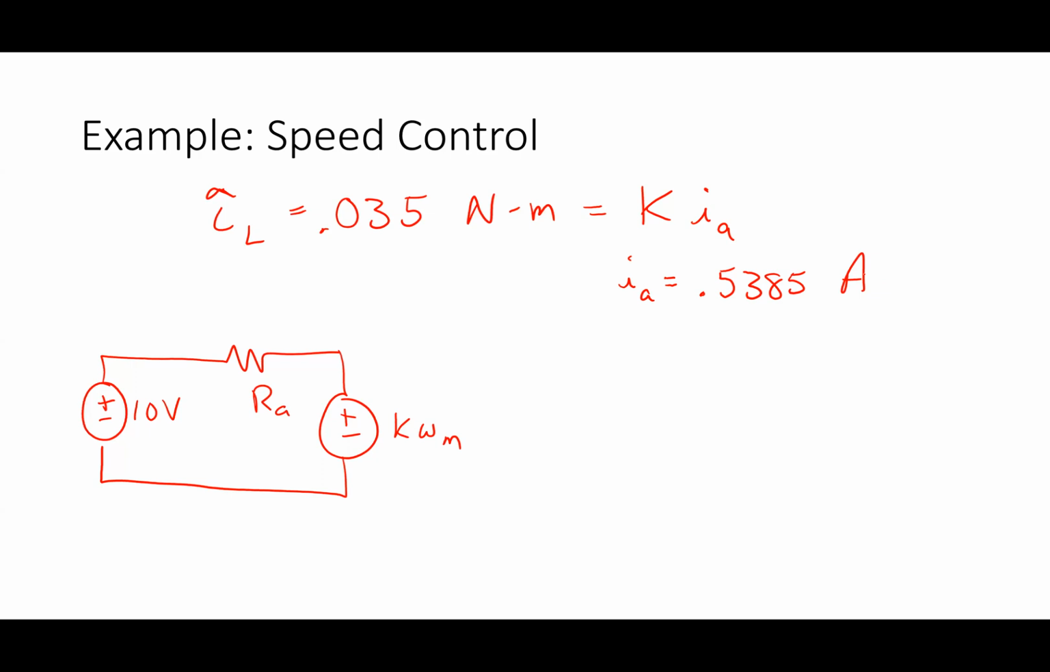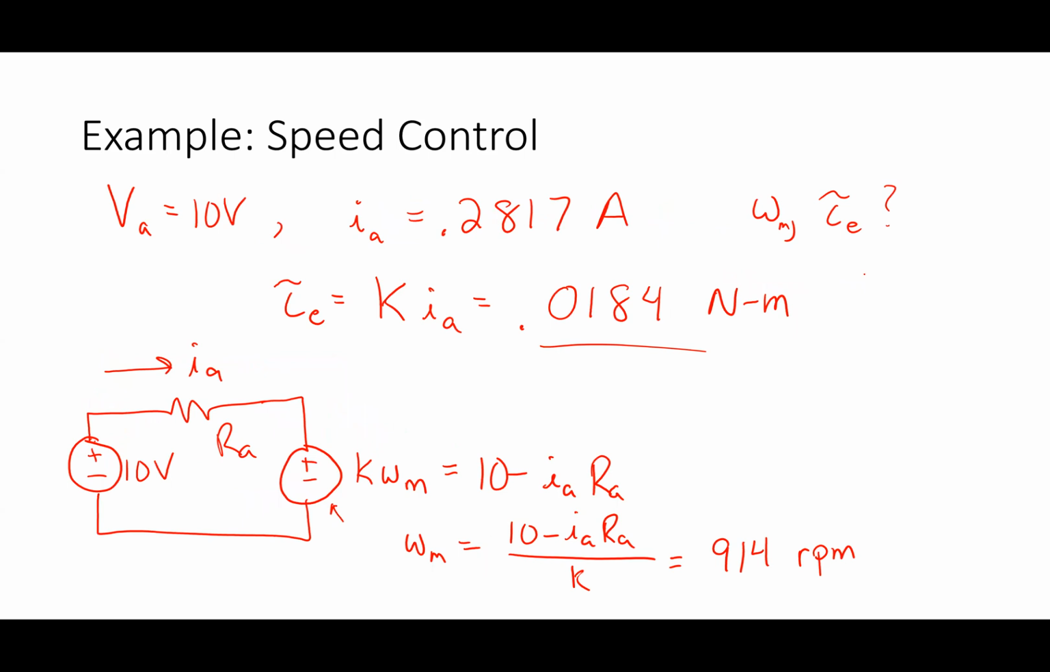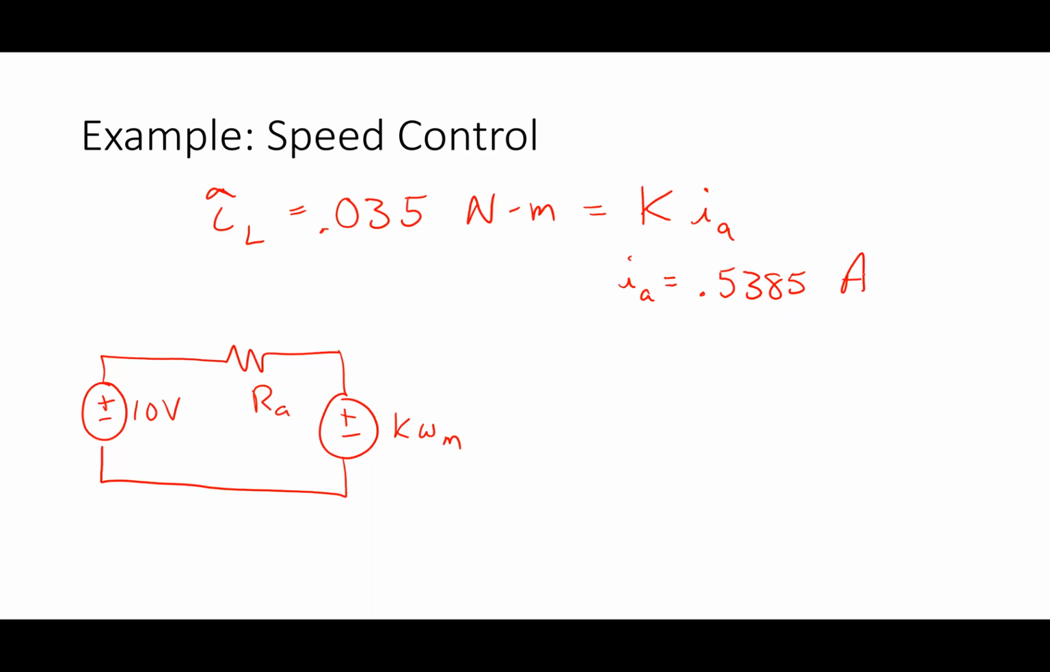All right. 0.5385 amps. Roughly about double what it was there, which is what I would expect because it's about double the load torque. Okay. Now, how do I get the speed from that? It's KVL again, right? So with KVL, I see that K omega M has to be equal to 10 volts minus IA RA. Yeah.